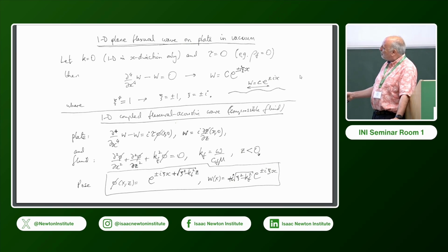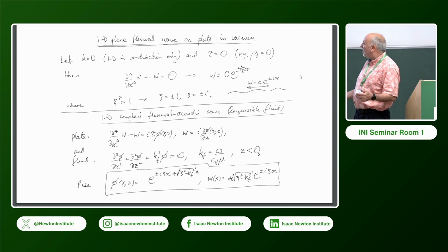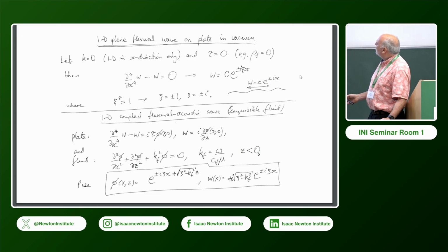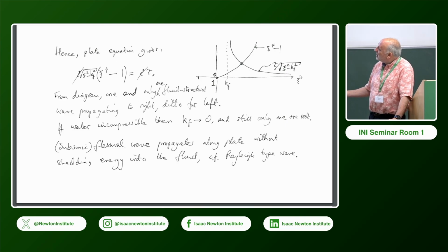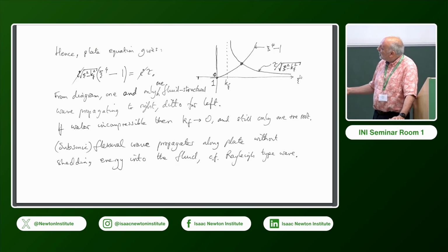It decays exponentially in Z. Z is measured negatively, so this is a plus. And then we have this phase relation here between W and phi. And the psi is modified now by the presence of the fluid, and your plate equation for the roots for psi is this square root of psi squared minus kf squared. This psi to the 4th minus 1 equals tau.